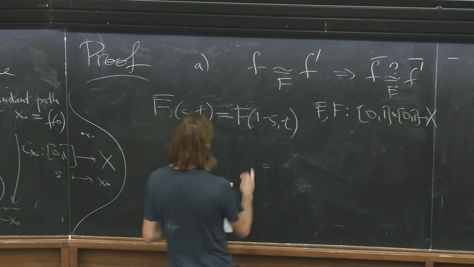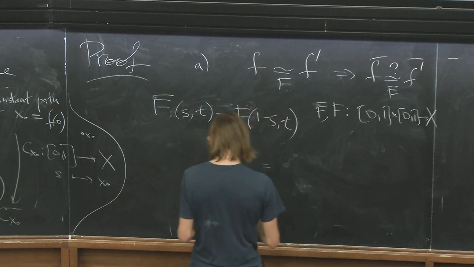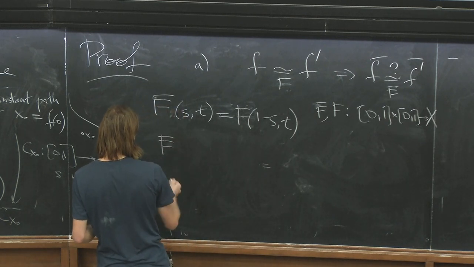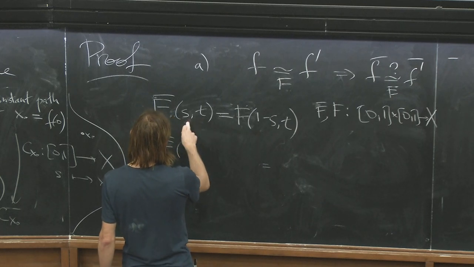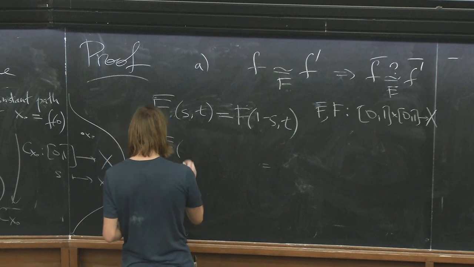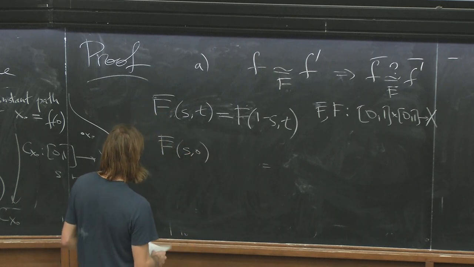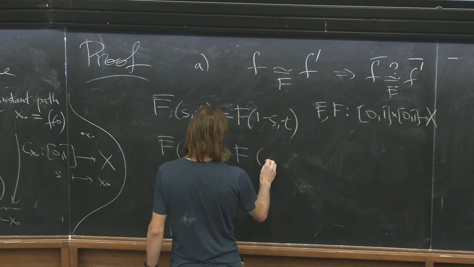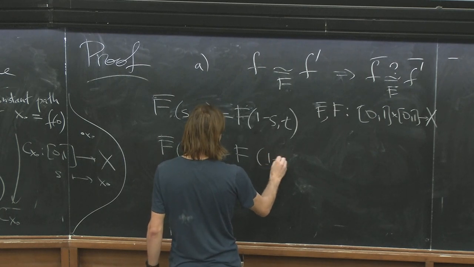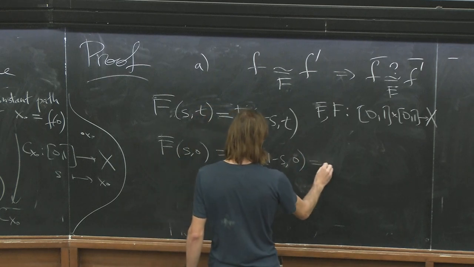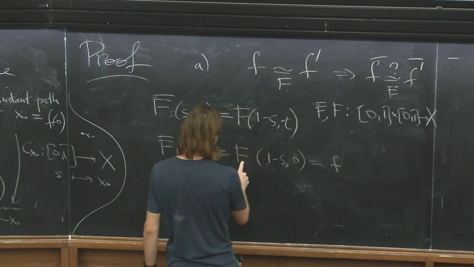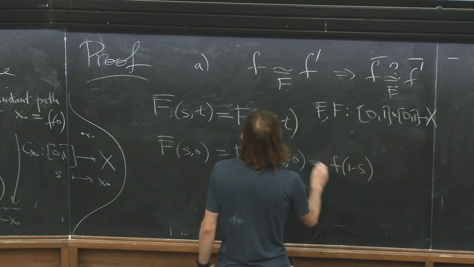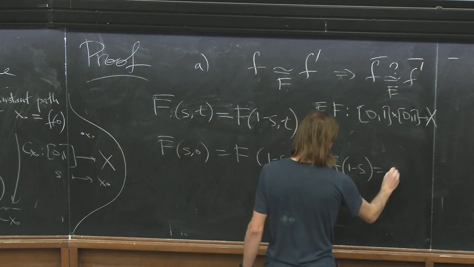Of course, this is obviously a continuous function on the square to X, and it satisfies all necessary conditions. There are conditions when either of these arguments is 0 or 1. There are four conditions, essentially. So first condition: if I take F bar of s and 0, this is equal to F of 1 minus s, 0, and we know that if I restrict t here, F becomes small f. F is a homotopy from f to f prime, and this is indeed f bar of s.